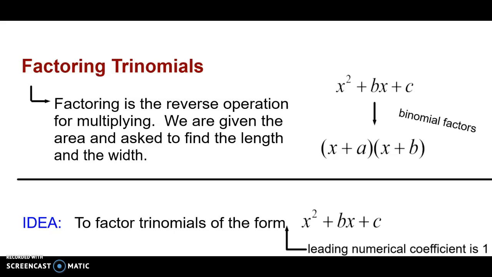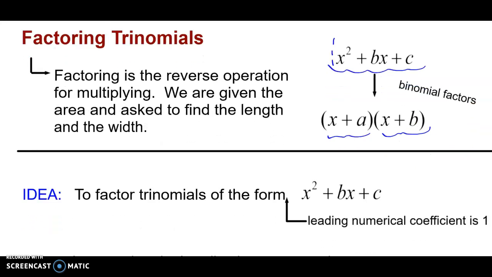We're going to start factoring trinomials. So what that means for us is we're going to start with a three-term expression. And remember again, we're restricting to only one as the leading coefficient in section 3.5. And we want to come up with two binomial factors. So let's look at how we're going to approach this.